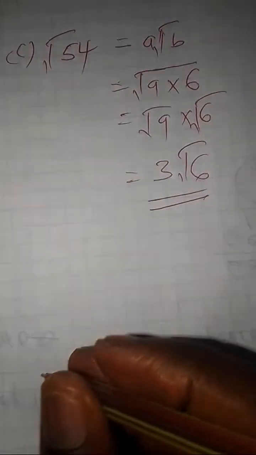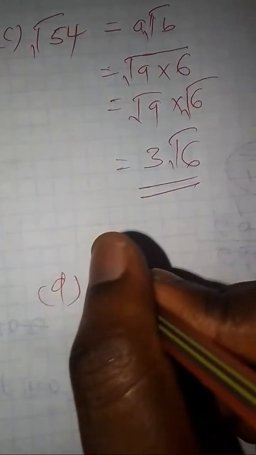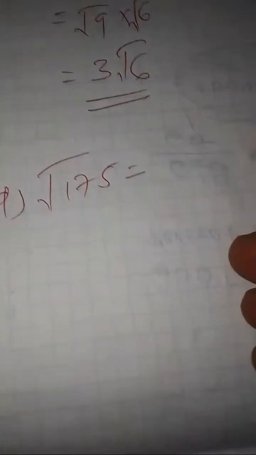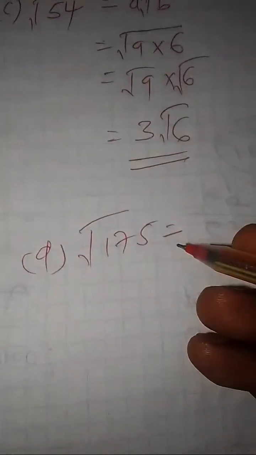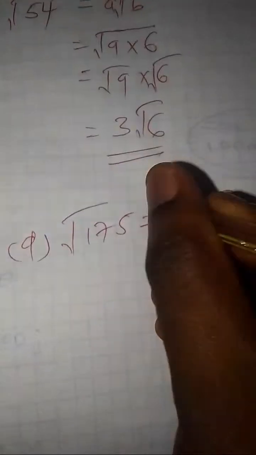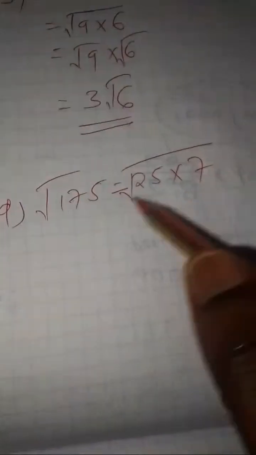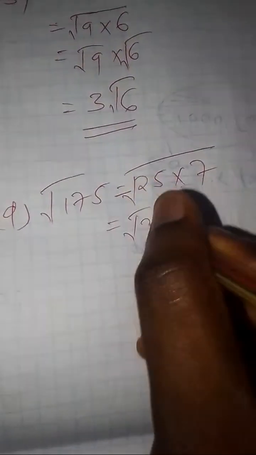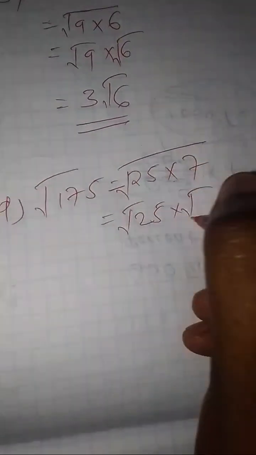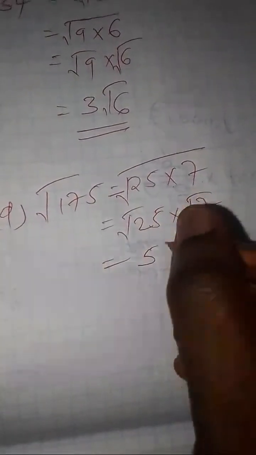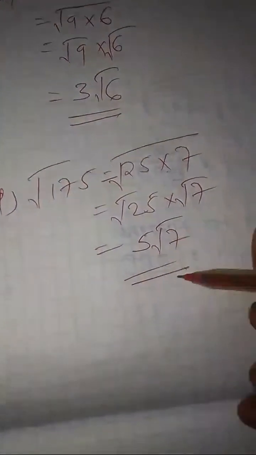Lastly, I want us to talk about root 175. So work out part D. Root 175 can also be written as 25 multiplied by 7. So we shall have root 25 alone multiplied by root 7 alone. Root 25 is 5, so we shall have 5 root 7.